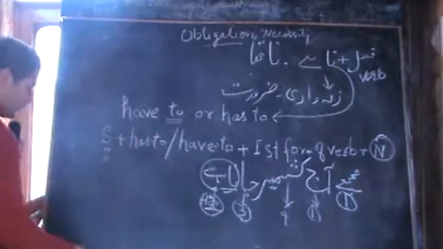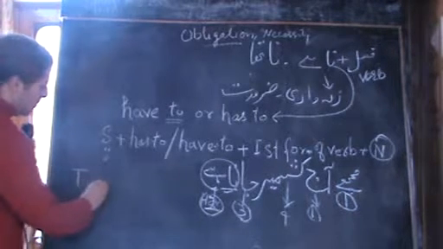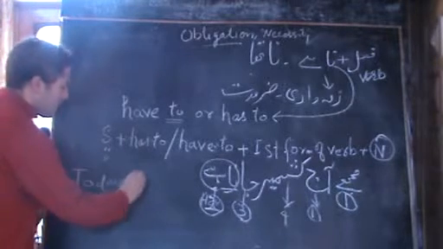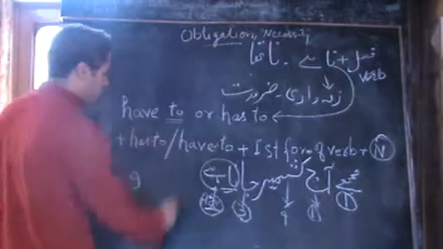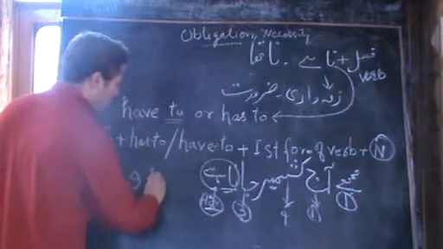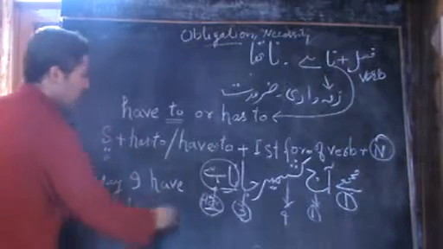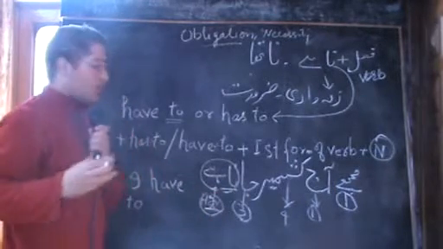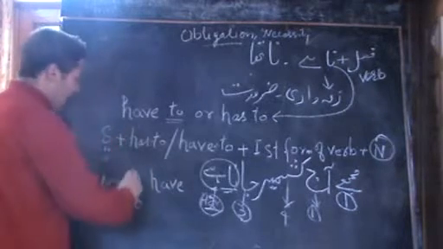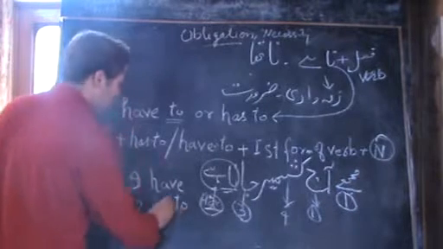So I will start with today, then subject, today I, then we use have. We use have with I, have to. Then jana is the verb for go. Then we use the first form, that's go. Today I have to go to Kashmir.